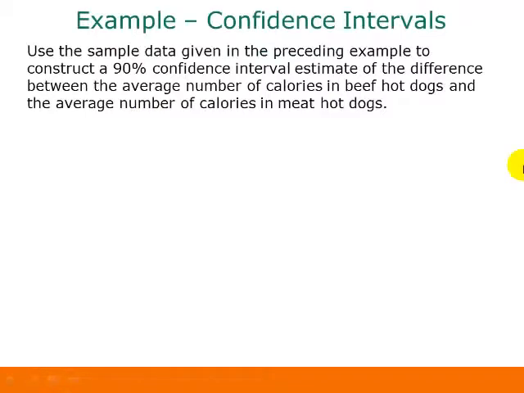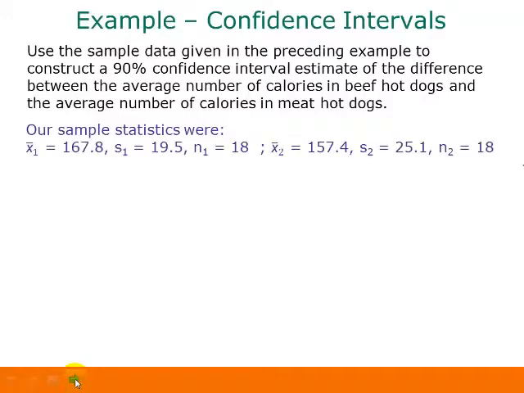So let's look at an example of constructing a confidence interval for the difference of two means. We're going to use the same sample data that we used in the hot dog example, and we're going to use that to construct a 90% confidence interval estimate of the difference between the average number of calories in beef hot dogs and the average number of calories in meat hot dogs. So here were our sample statistics.